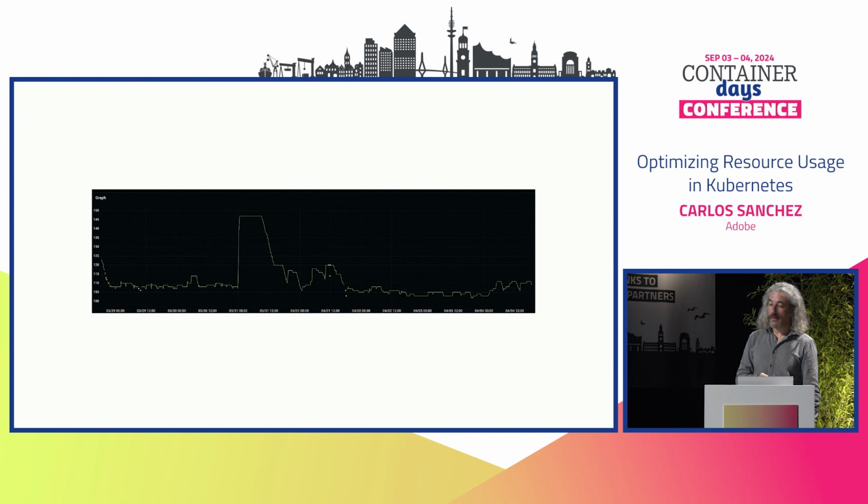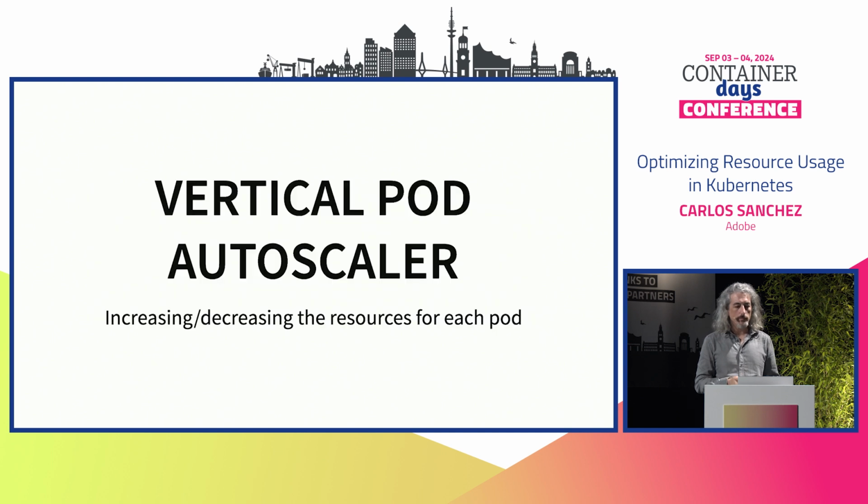And in this graph, you can see how a bug caused this to quickly go through the roof to the max limit of nodes. I think that's why it's important to have a max number of nodes, because if you make a mistake, you don't want it to grow indefinitely. Once the bug was fixed, things went back to normal. The other autoscaler we also use in the Kubernetes ecosystem is the vertical pod autoscaler, which is increasing and decreasing the amount of resources for each pod.